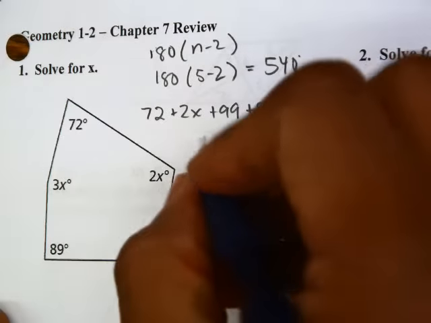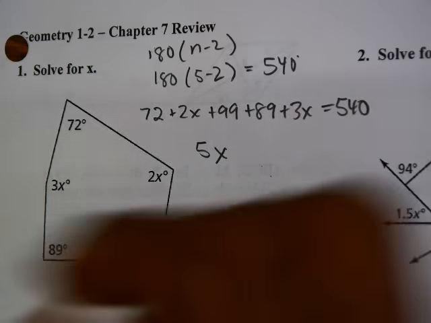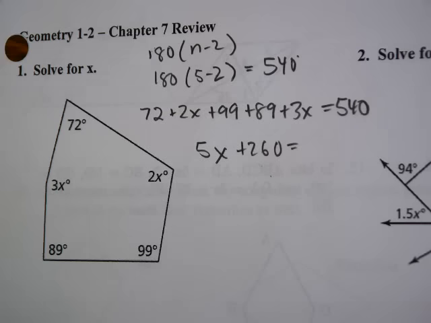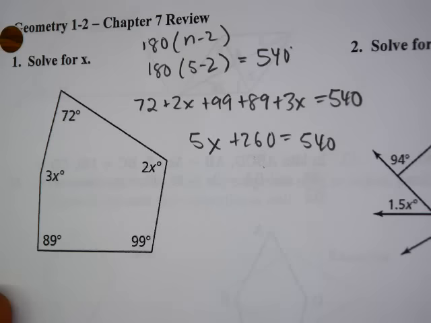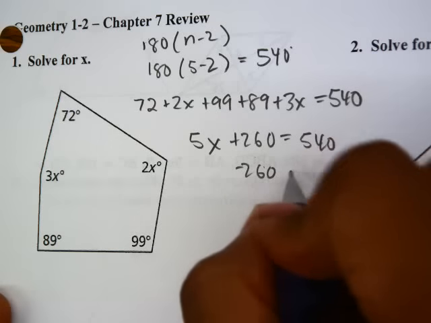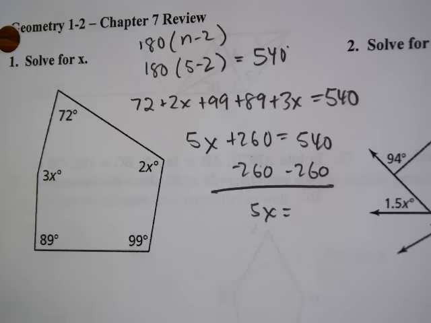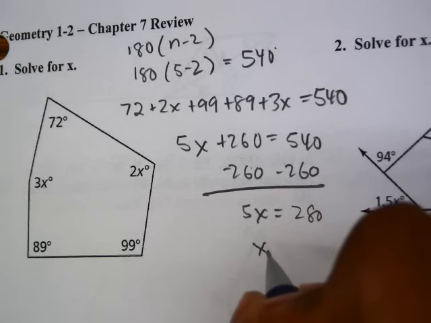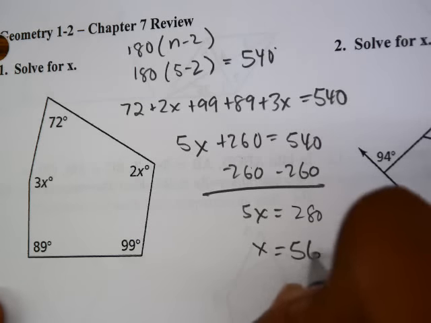So combining like terms, 2x and 3x make 5x, 72 plus 89 plus 99 is 260, and that should still equal 540 degrees. Subtracting 260 from both sides, I will get 280, and dividing by 5, x is equal to 56.